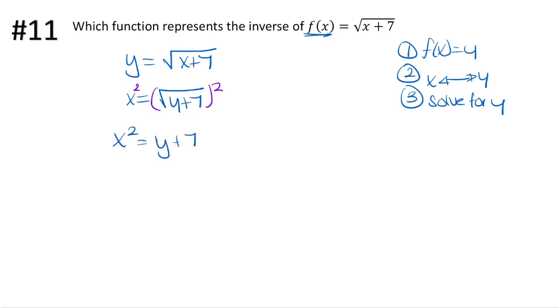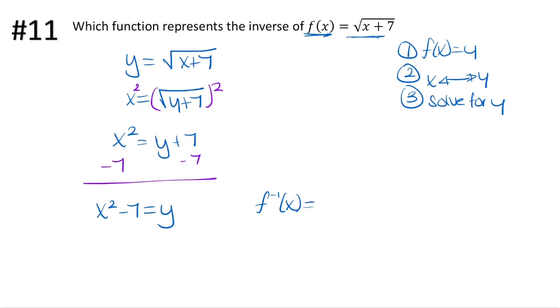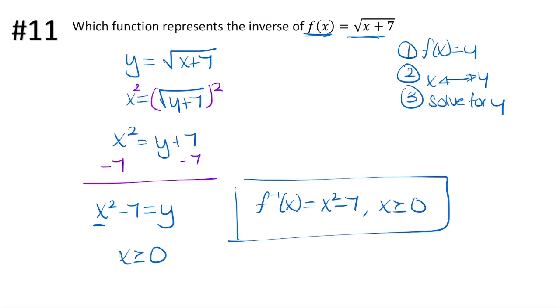Now to get y by itself, we're going to go ahead and subtract 7 from both sides. So when we subtract 7 from both sides, we get x squared minus 7 equals y. Well, this is a quadratic that's representing the inverse of this square root function. So remember, we need to include our domain restriction in our final answer. So we have f inverse of x equals x squared minus 7. And this is going to be true, what we're going to do is take that part that's being squared, set it greater than or equal to 0. So we have x squared minus 7 for all x greater than or equal to 0. And that is the inverse.